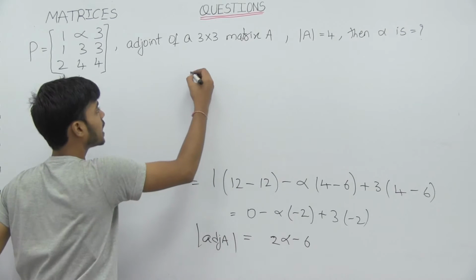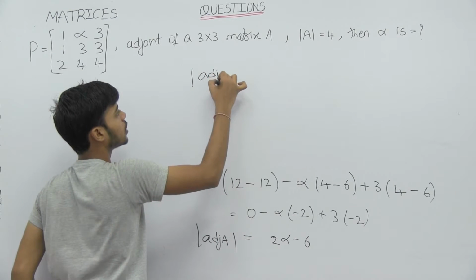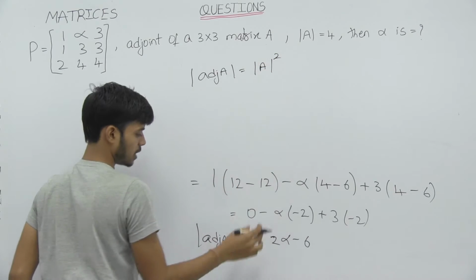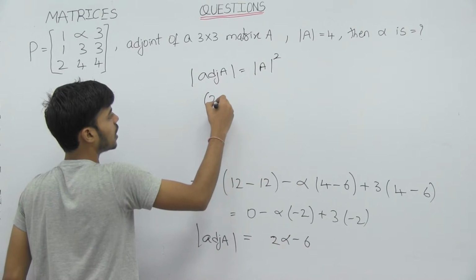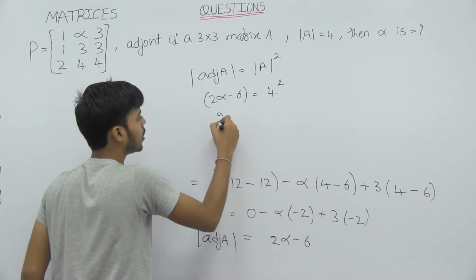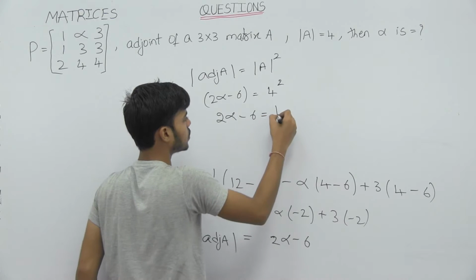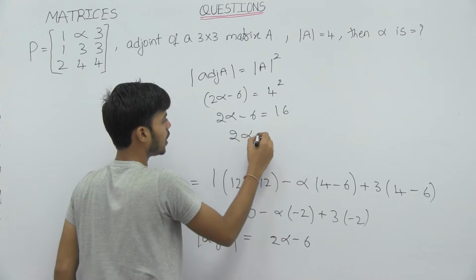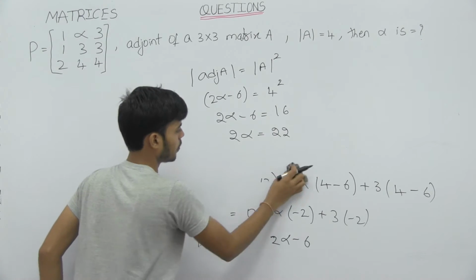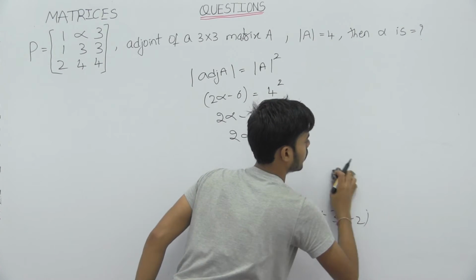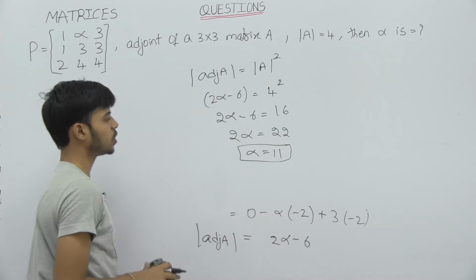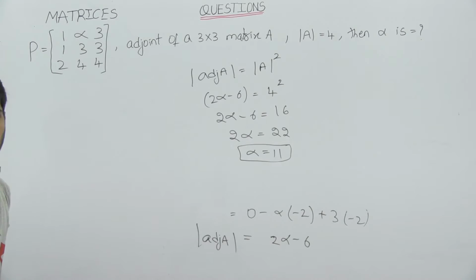So we will apply the formula. Determinant of adjoint of A is equal to determinant of A whole square. Determinant of adjoint of A is 2 alpha minus 6, which is equal to 4 square. 2 alpha minus 6 is equal to 16. 2 alpha is equal to 22. Hence alpha is equal to 11. So the answer is 11.